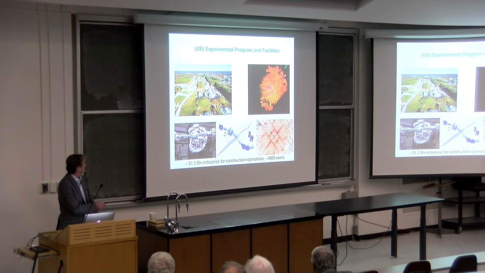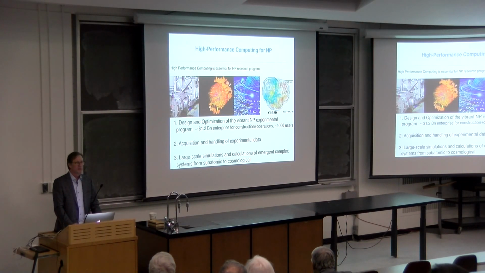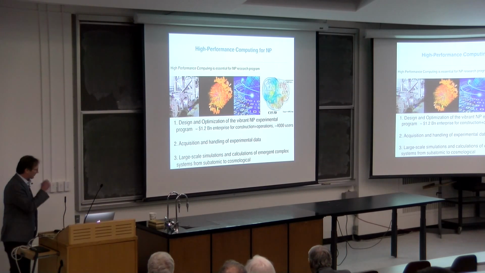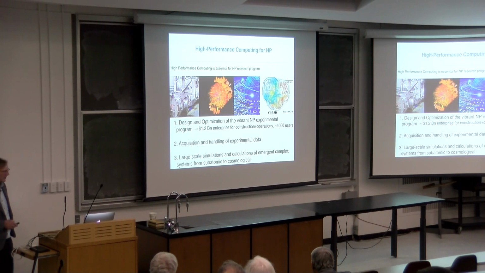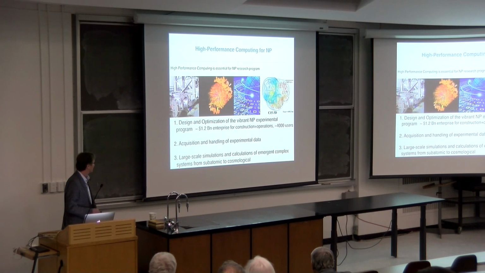And of course, this is a picture of a heavy ion collision, lead on lead or gold on gold, I don't remember which. So high-performance computing has been critical to nuclear physics for a long time, and it's becoming increasingly important, both in the design and optimization of the experimental program, and this is the figures I mentioned on the previous slide, for the acquisition and handling of experimental data, and also for the large-scale simulations across a range of areas. Because basically, from the fundamental building blocks, the quarks and gluons, all of the nuclear physics phenomena is emergent, and I'll try and explain what that means in a little bit.